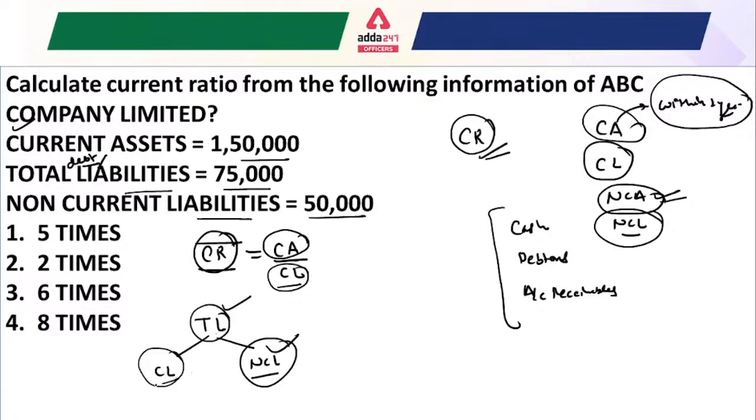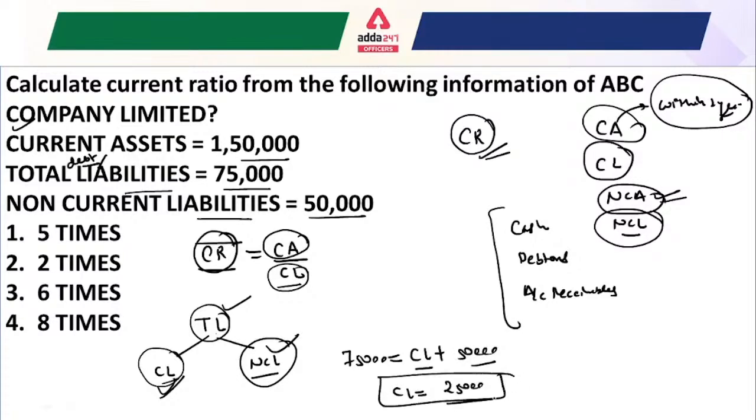So what will be the value of the current liabilities? The total liability given is 75,000, and we have to subtract the non-current liabilities, which is given as 50,000. So your current liabilities would be 25,000, right? So from these particulars we can easily calculate the current liabilities. So what is the value of the current ratio now? The current asset is 1,50,000 and it is divided by 25,000, so that would be equal to 6:1, or say 6 times, right?